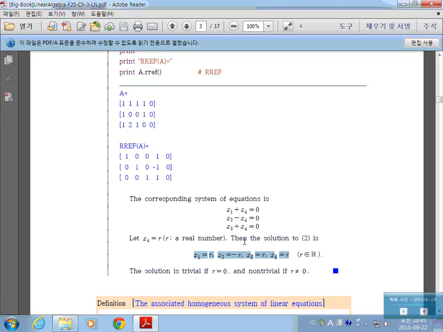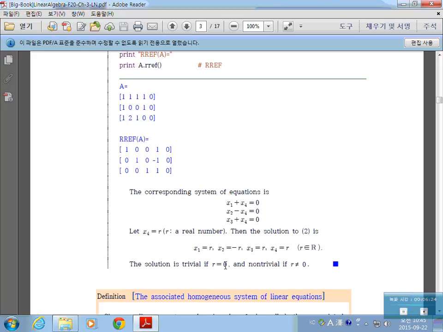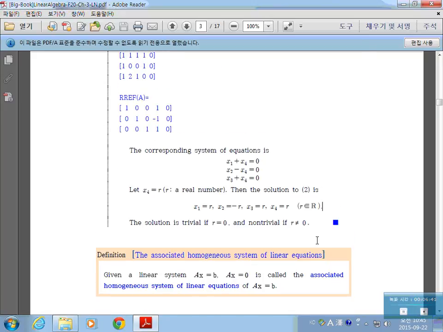So the linear system of equations has infinitely many solutions. But also, if r is equal to 0, then all xi's are 0. So that's the trivial solution case. So it has a trivial solution and non-trivial solutions, which means it has infinitely many solutions. Okay, this is the example.